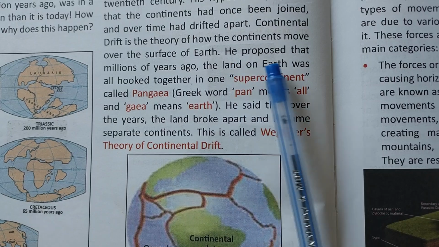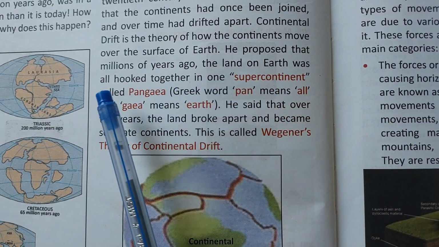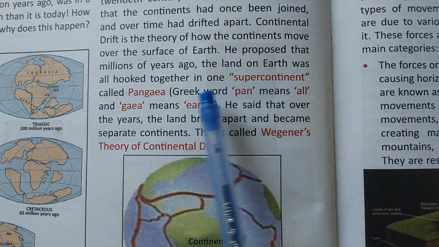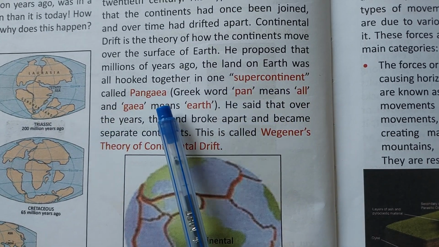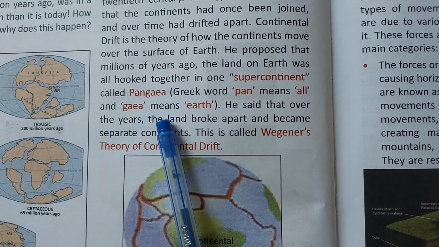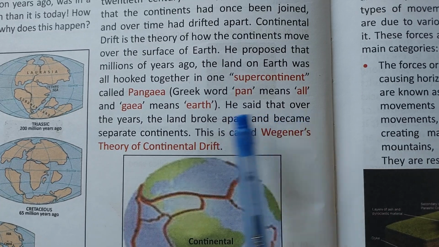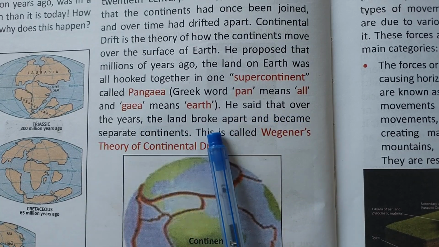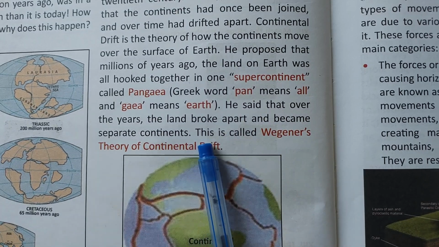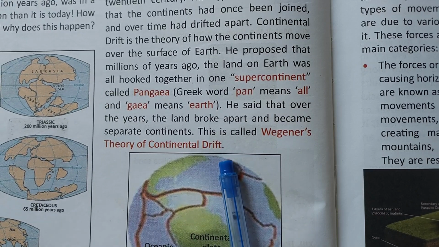He proposed that millions of years ago the land on Earth was all hooked together in one supercontinent called Pangaea. The Greek word pan means all and Gaia means Earth. He said that over the years the land broke apart and became separate continents. This is called Wegener's theory of continental drift.